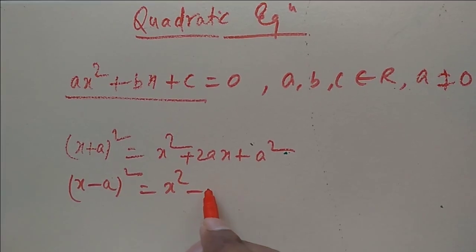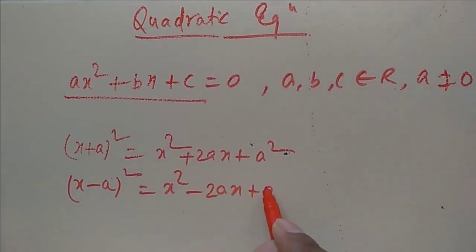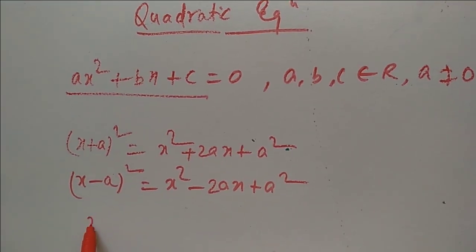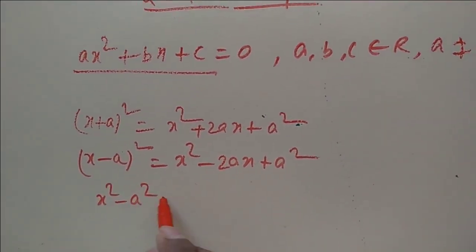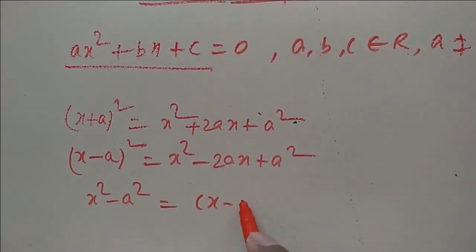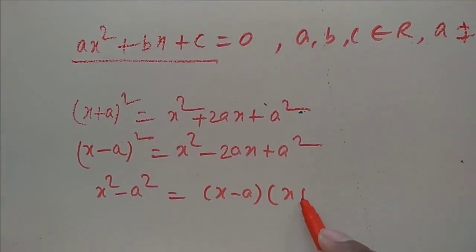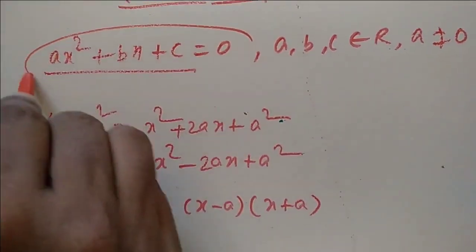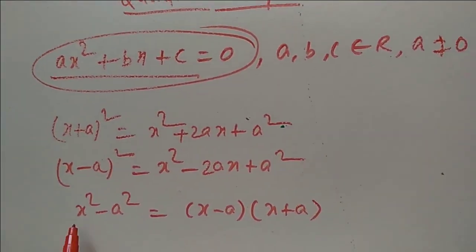Like if you multiply x plus a and x plus a, or x plus b, or x minus a, x minus b, or two binomials with this kind of forms, x plus a and x minus b, so this always gives a trinomial which is of the form x square plus 2ax plus a square and x square minus 2ax plus a square. This also gives you x square minus a square.